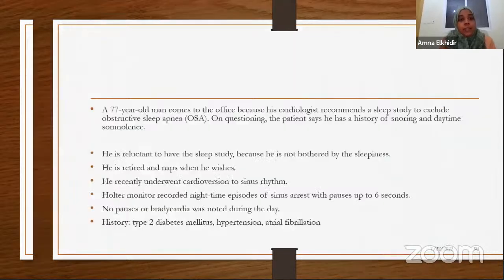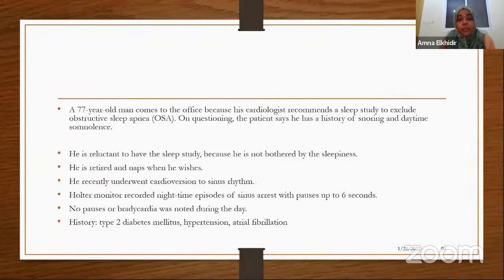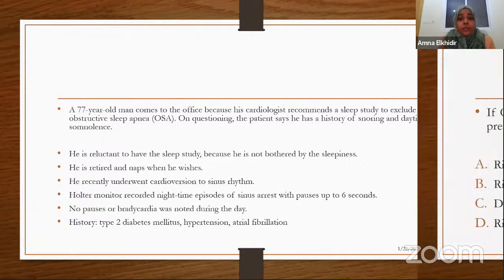Second case is a 77-year-old man who comes to your office because his cardiologist recommended a sleep study to exclude obstructive sleep apnea. On questioning, the patient says he has a history of snoring and daytime somnolence. He is reluctant to have the sleep study because he is not bothered by the sleepiness. He is retired and naps when he wishes. He recently underwent a cardioversion to sinus rhythm. A Holter monitor recorded a nighttime episode of sinus arrest with pauses up to 6 seconds. No pauses or bradycardia were noted during the day. He has a history of diabetes, hypertension, and AF.